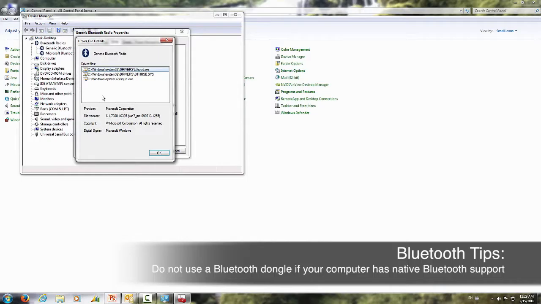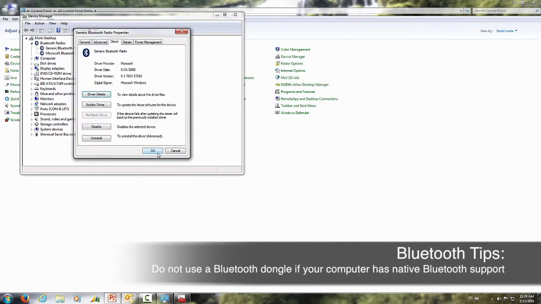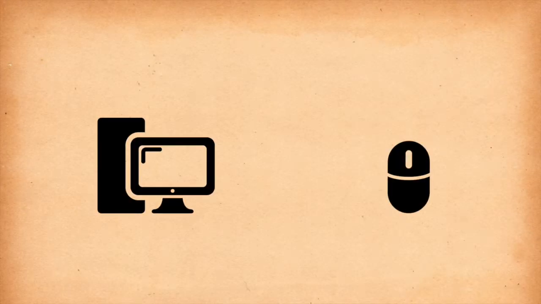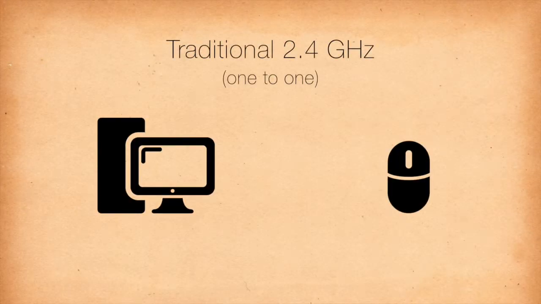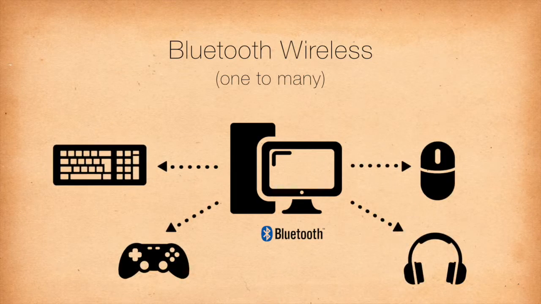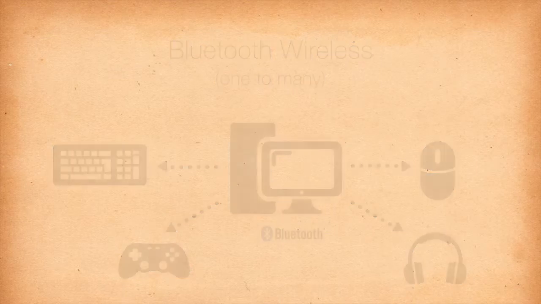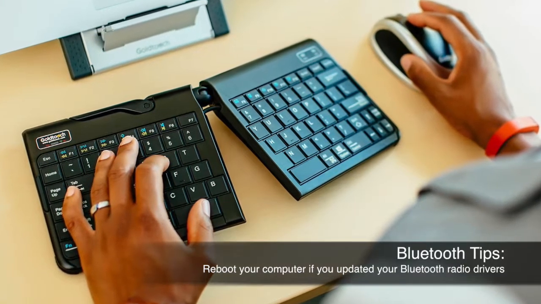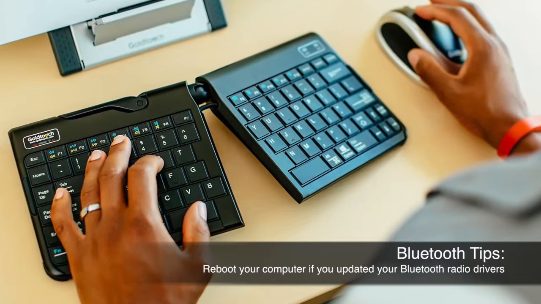Do not use a Bluetooth dongle if your computer already has native Bluetooth support, as a computer will only support a single Bluetooth radio. Bluetooth is not like traditional 2.4 GHz wireless technology that required a dongle for every device or a one-to-one relationship. Bluetooth is a one-to-many technology, where a single Bluetooth radio can support many devices. If you updated your Bluetooth radio drivers, make sure you reboot your computer after the update process.